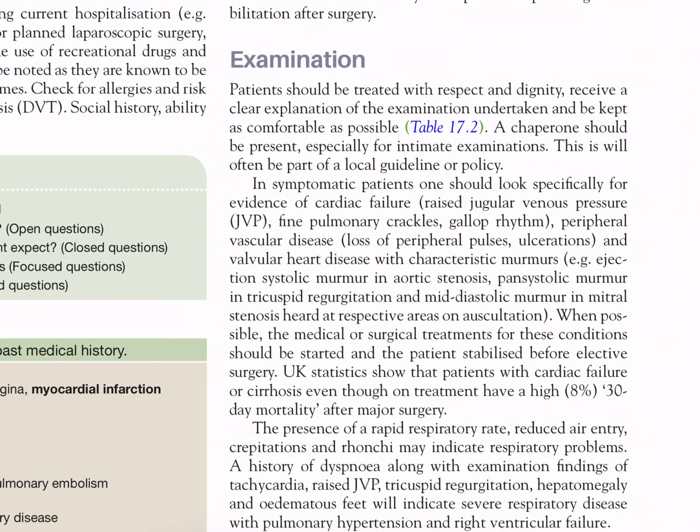In symptomatic patients, one should look specifically for evidence of cardiac failure: raised JVP, fine pulmonary crackles, gallop rhythm; peripheral vascular disease: loss of peripheral pulses, ulcerations; and valvular heart disease with characteristic murmurs, for example, ejection systolic murmur in aortic stenosis, pansystolic murmur in tricuspid regurgitation, and mid-diastolic murmur in mitral stenosis, heard at respective areas on auscultation. When possible, the medical or surgical treatments for these conditions should be started and the patient stabilized before elective surgery.